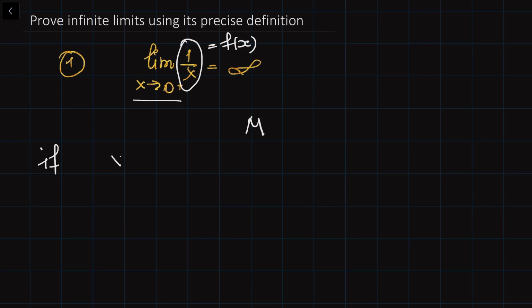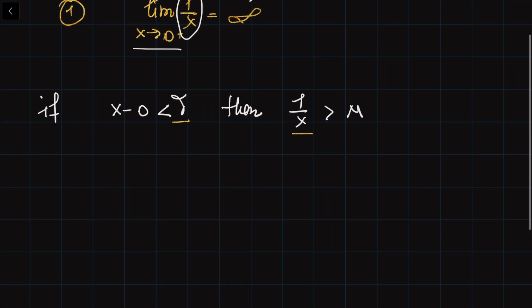If x minus 0, in this case without an absolute value, is smaller than delta, where I can control the delta, then the function 1 over x is going to be bigger than some threshold m. Then I can choose this delta very small so that my function is becoming very huge, even bigger than this m.